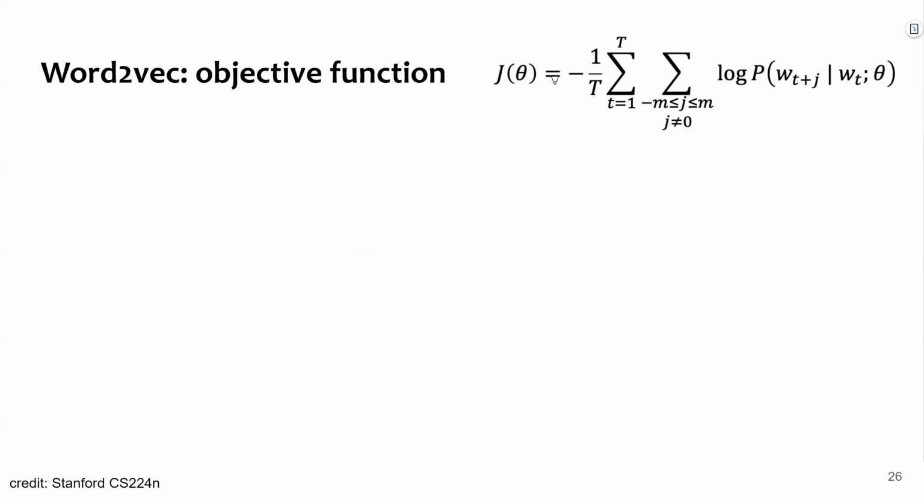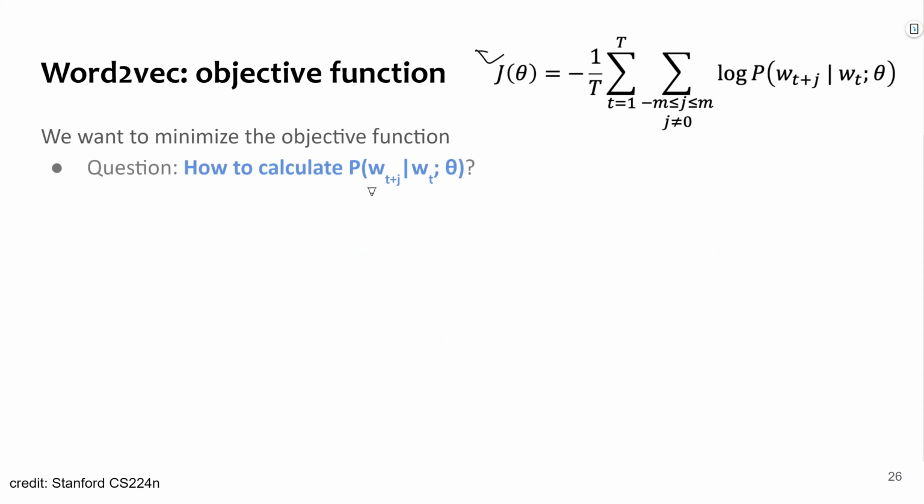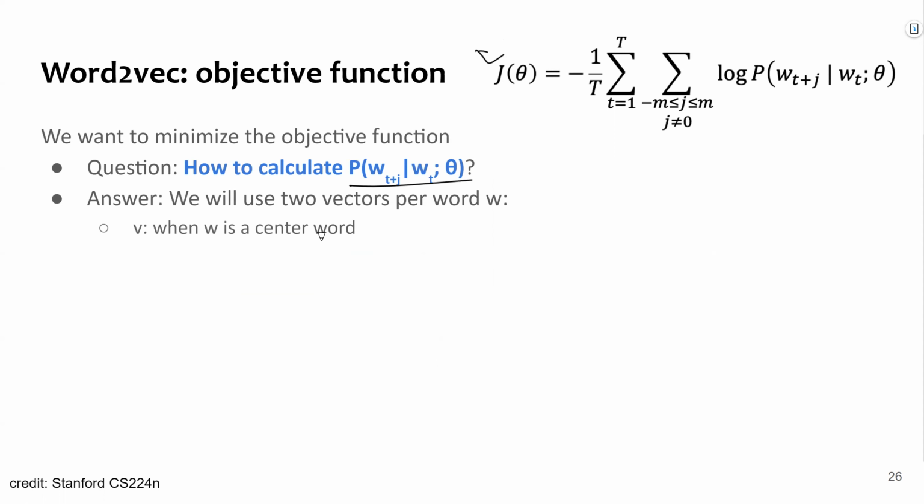Okay, so this was our objective function, negative log likelihood, and we want to minimize it. The question you might have here is, how do we calculate this probability? The answer is we're going to use 2 vectors per word W. One for when W is a center word, and the other for when W is a context word. Why do we use 2 vectors for one word? Because it's easier to optimize.